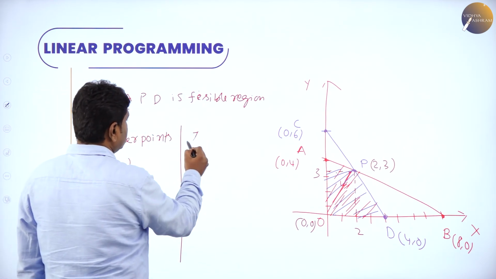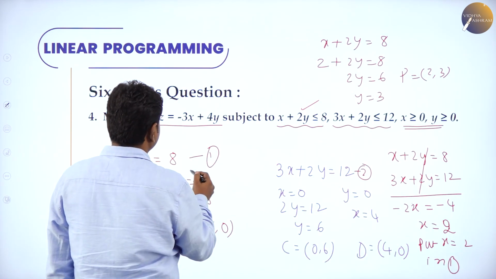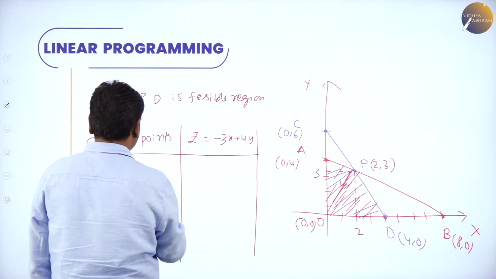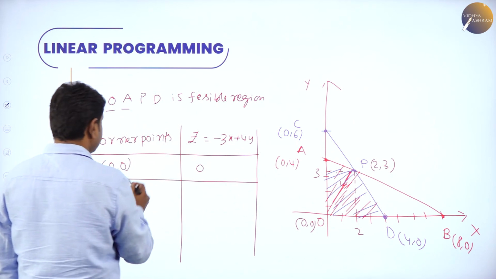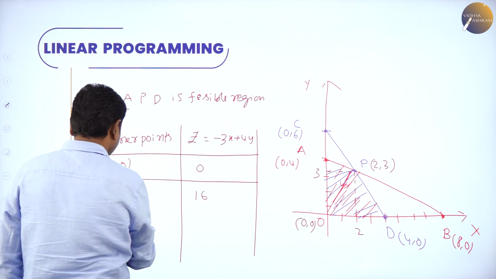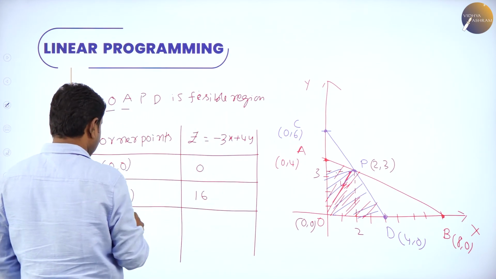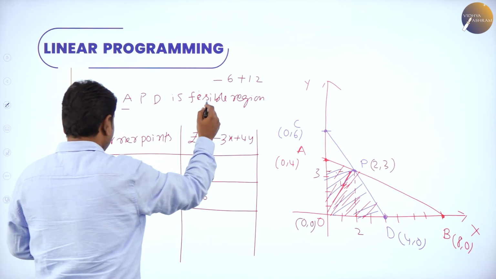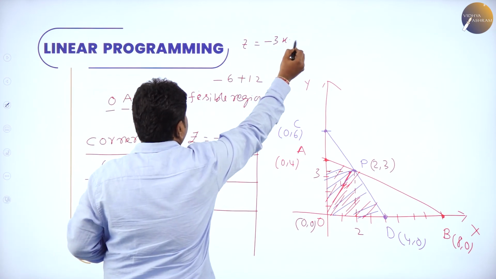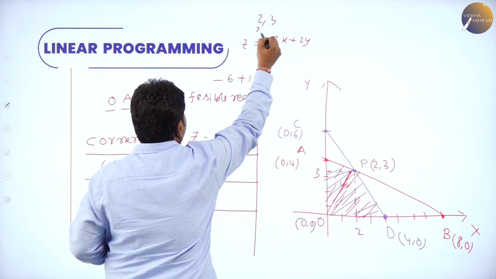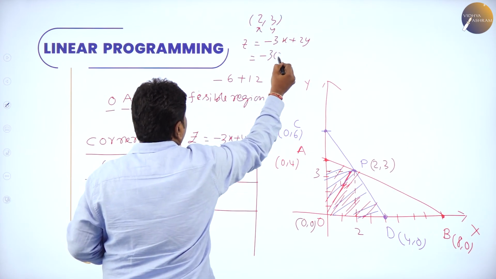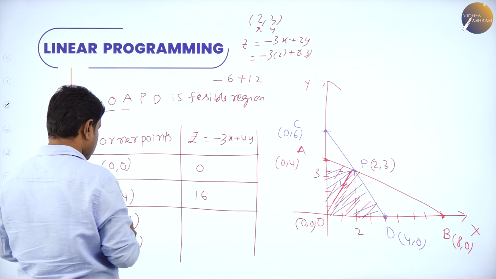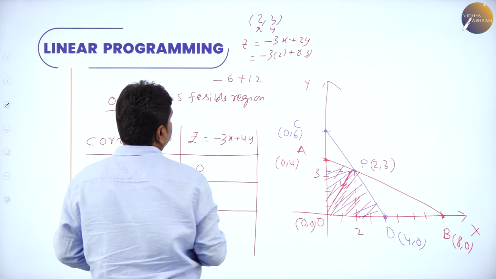So Z, what is Z? Z is minus 3x plus 4y. In the place of Z, substitute the values. If I put 0, 0, it will be 0. 4 into 4 is 16. Then 2 into minus 3 is minus 6. Plus 3 into 4 is 12. I am substituting. So Z is equal to minus 3x plus 2y. I'm substituting 2, 3, so in the place of x and y put the point. Minus 3 into 2 plus 2 into 3, so minus 6 plus 6.